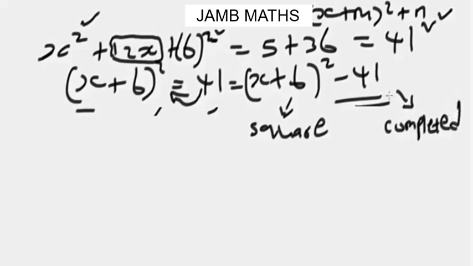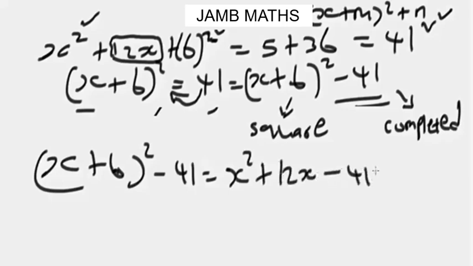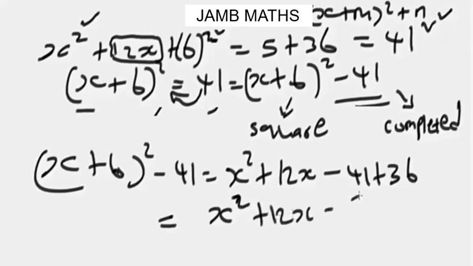All right, so we need minus 41 to complete the square. Now this is something as (x plus 6) squared minus 41, which is something as x squared plus 12x. Since we need minus 41 plus 36, when you check, minus 41 plus 36 gives us negative 5. So this is something as x squared plus 12x minus 5.